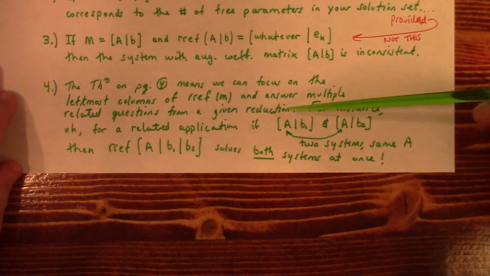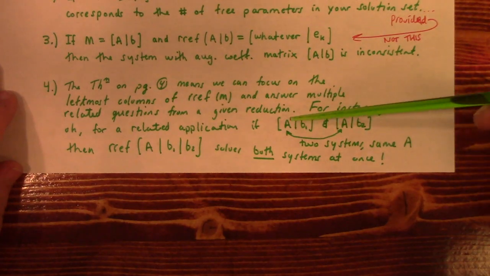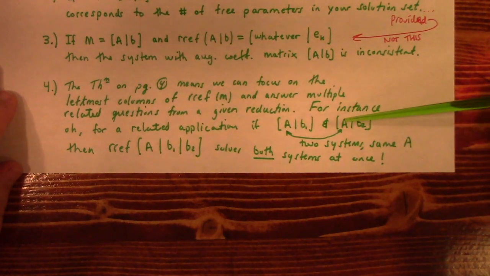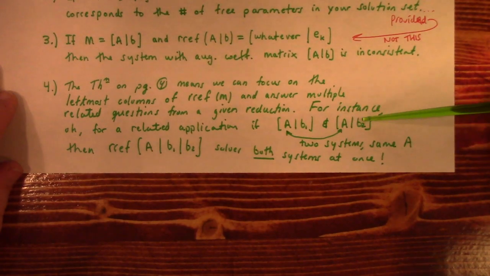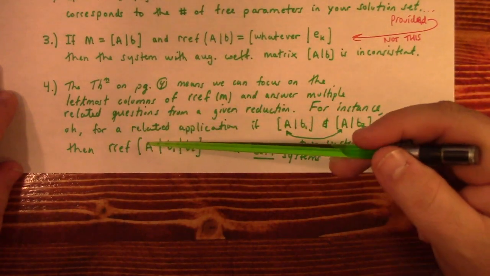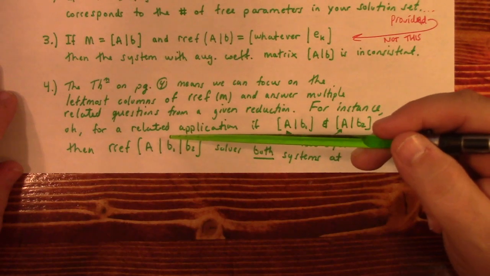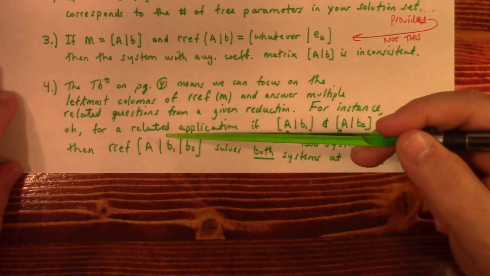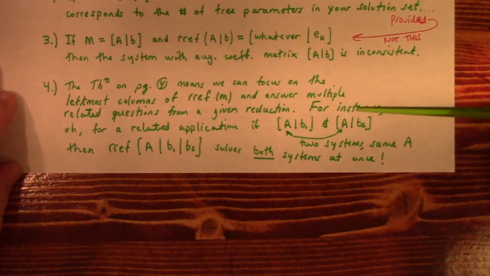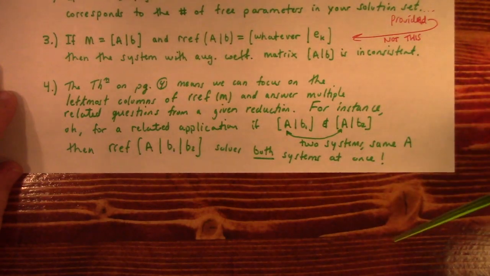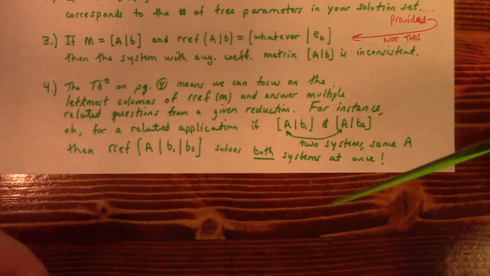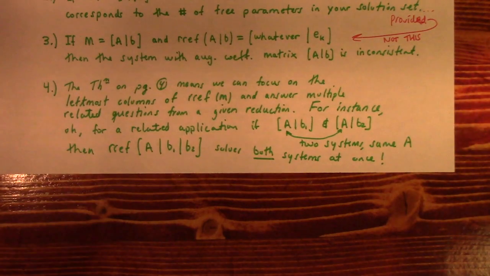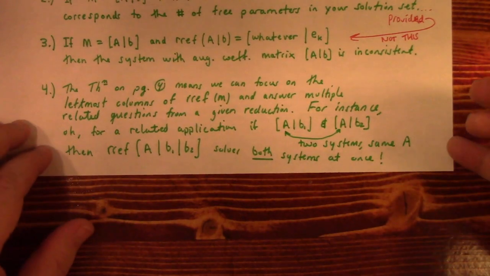If you had two systems with two different augmented coefficient matrices, however, both of the systems shared the same coefficient matrix, the same A, then if you were to do the reduced row echelon form of A with both of the inhomogeneous terms glued on, you'd actually be able to solve both of the systems with that one reduction. And I think I have at least one problem in the homework which explores that idea. If I didn't get to it this mission, I'm sure I'll get to it in some future mission soon enough.